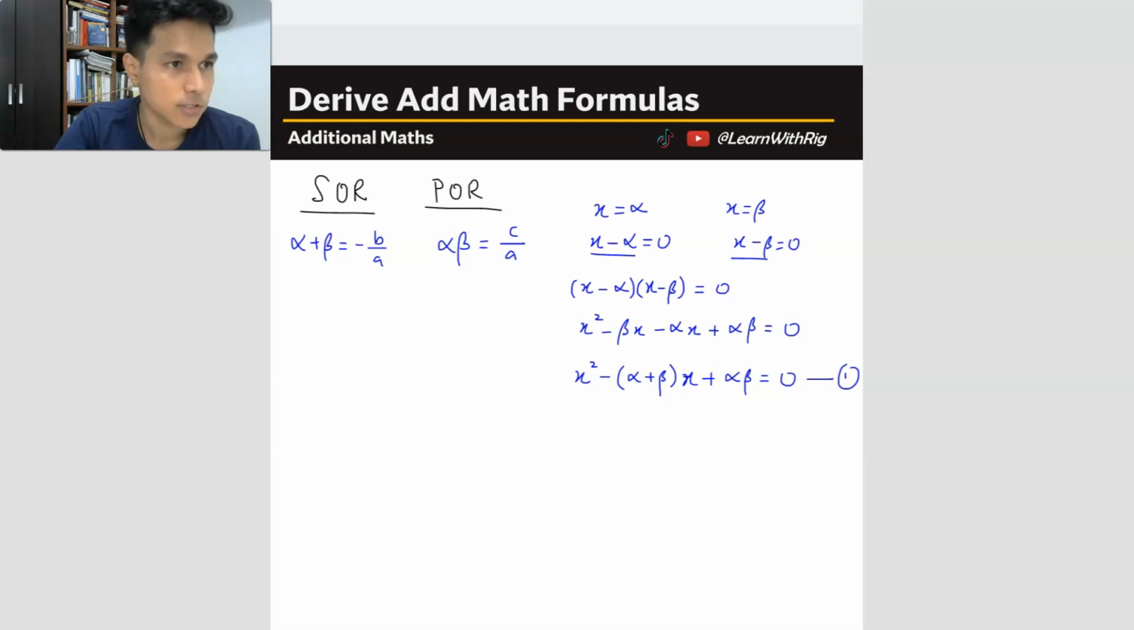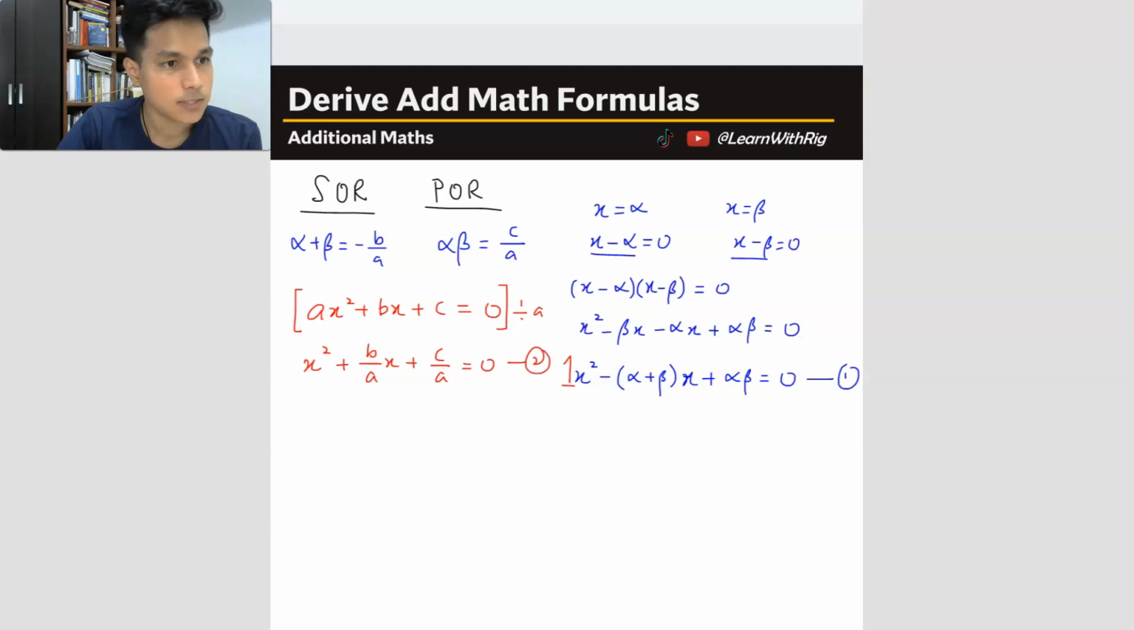Now there is another equation you need, which is the standard form of the quadratic equation, ax square plus bx plus c equals 0. Since the coefficient here is 1, I'm going to try to remove the a here and make the x square become 1 as well. So the whole thing I'm going to divide by a. What I get is x square plus b over a x plus c over a equals 0. So this is my second equation.